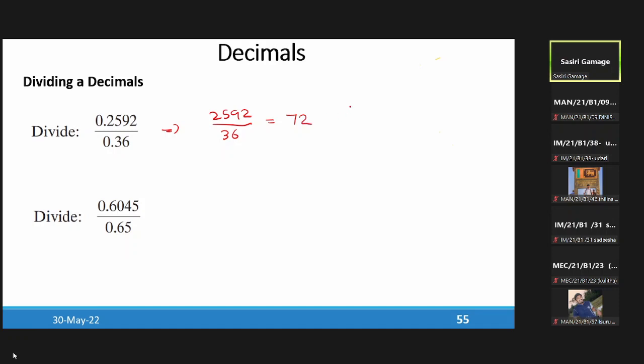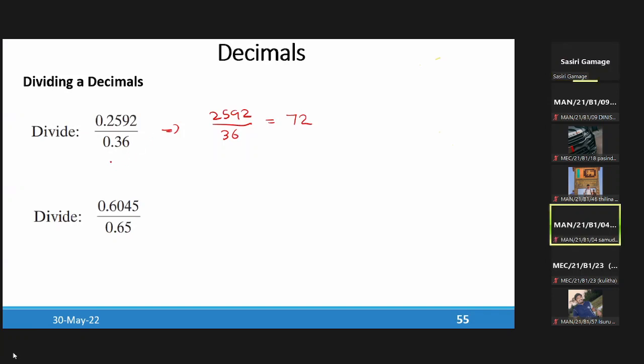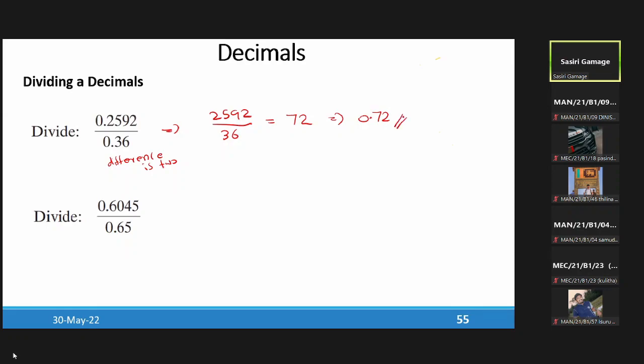72. Then how many decimal places in the numerator here? Four decimal places. Here, two decimal places. Then the difference, 4 minus 2, 2. Difference is 2. Then the answer, when you keep two decimal places, 0.72. Okay, that's the way. The same thing here, you can do it later.